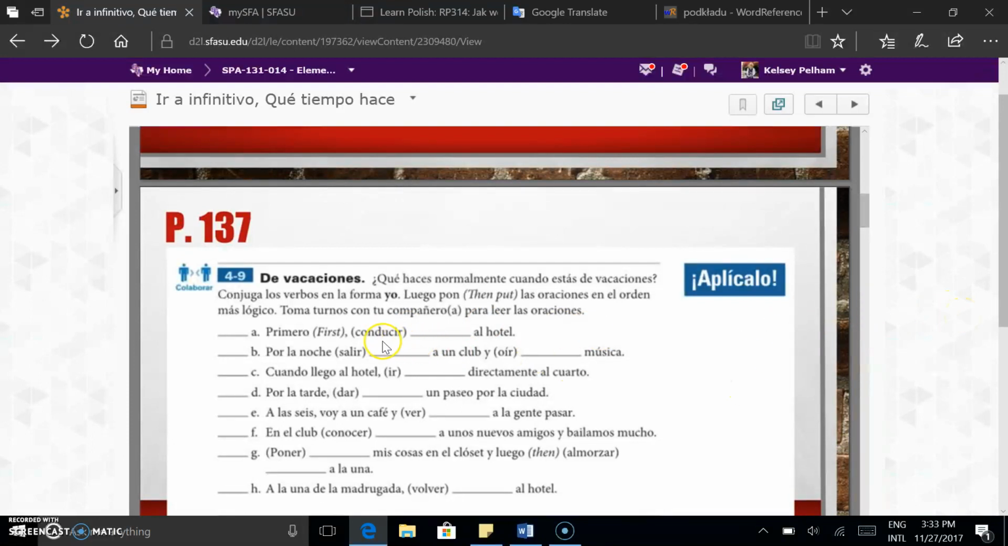Verbs that end with -ucir, like conducir, end with -zco. So it's the same thing as for -cer verbs. So instead of conduco, which sounds kind of funny, it's conduzco.